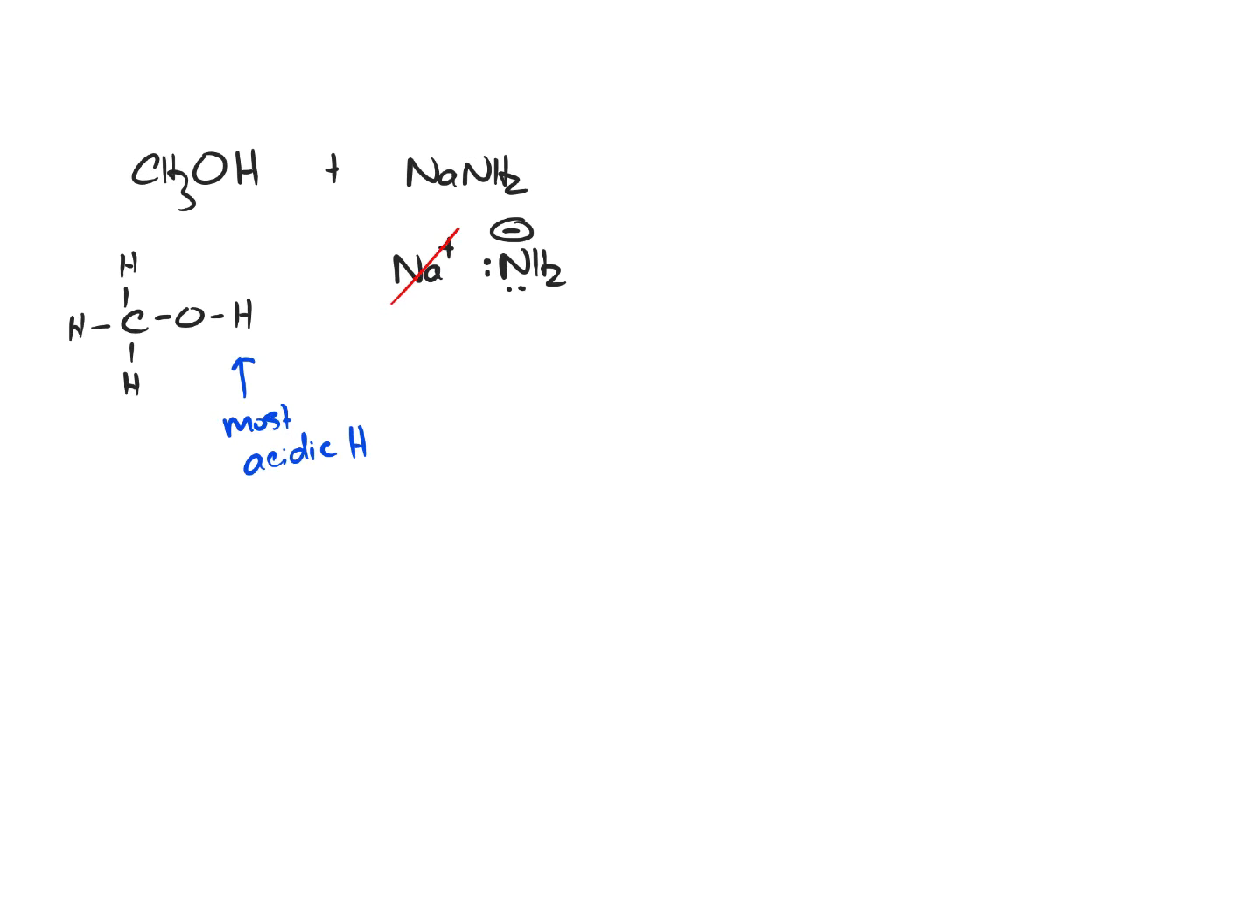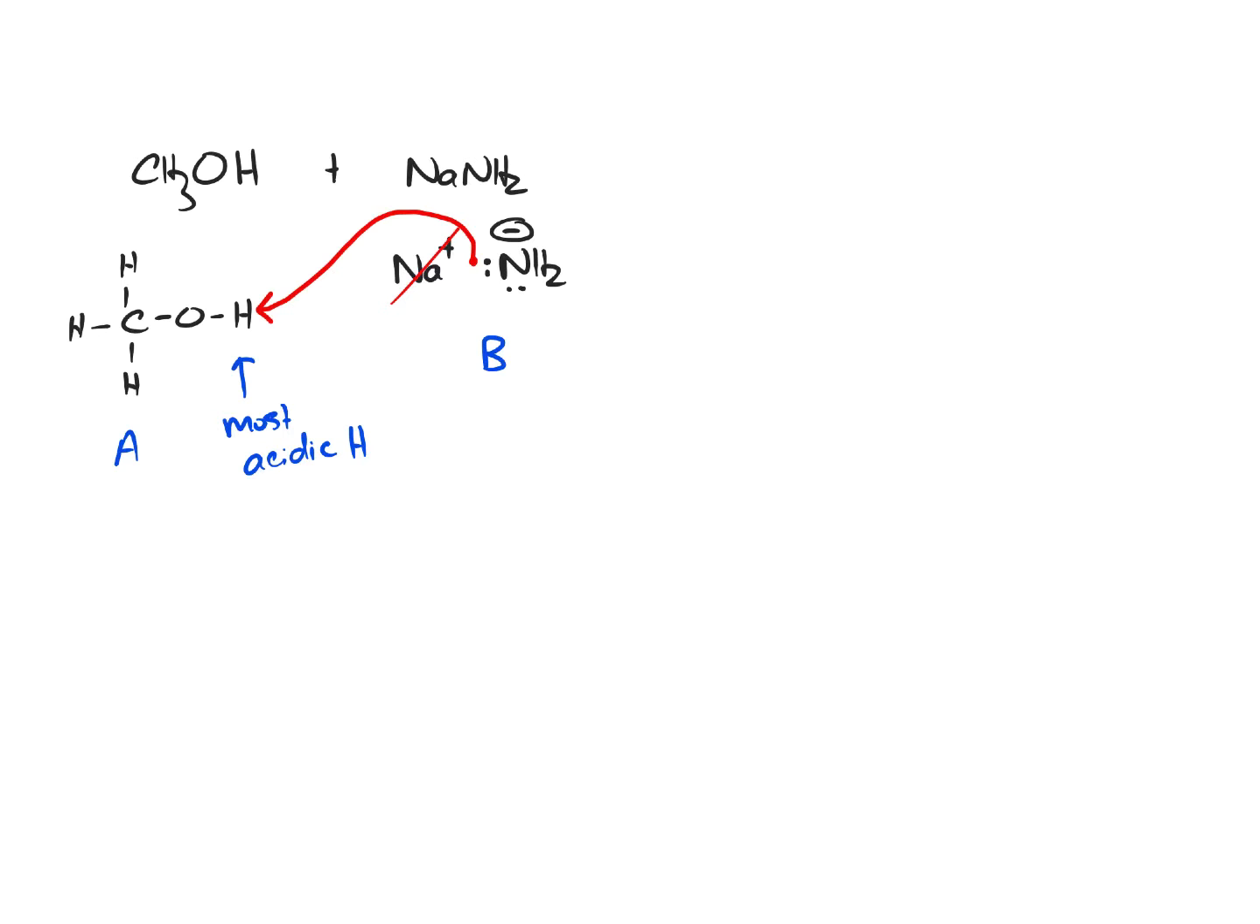Okay, so we want to predict the products, and we'll draw the arrows. So we have our acid, our base. Always start your arrow at the base. So I'm going to put my pencil down. I'm going to do it on the lone pair. If you didn't draw the lone pairs and you just used the negative charge, that's fine. Okay, so we'll start there.